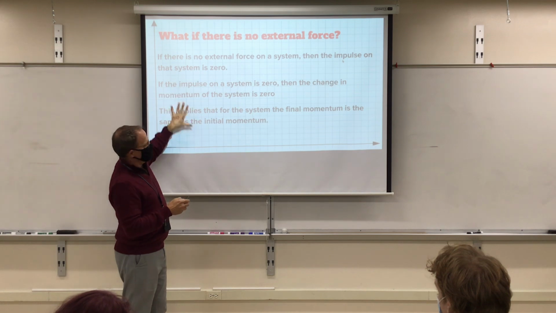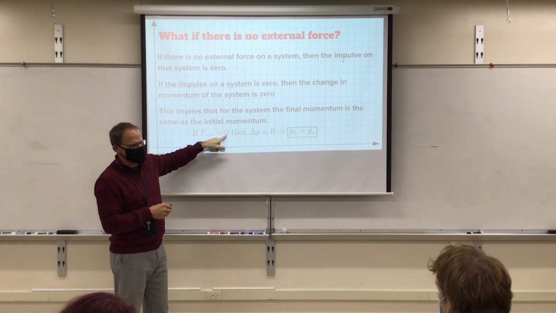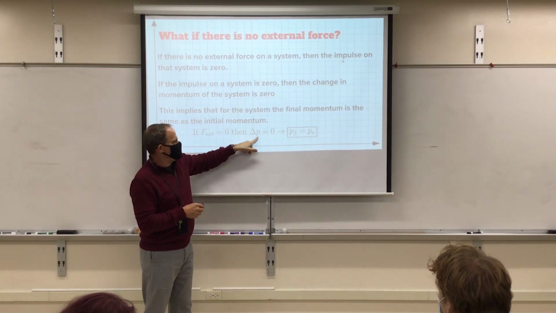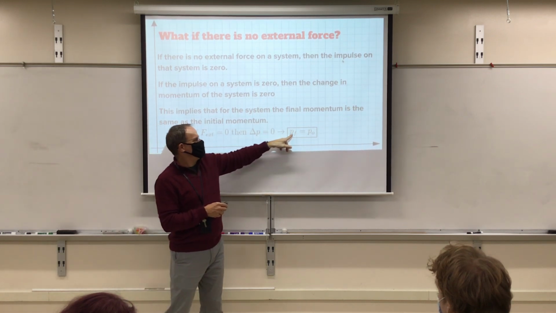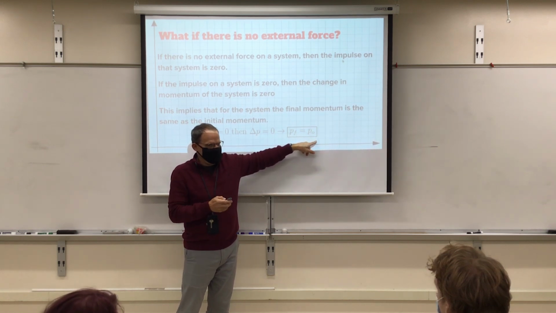So all of that we can write mathematically with symbols like this. If the external force on a system is 0, then the change in momentum is 0, which implies that the final momentum equals the initial momentum. Okay? So that's kind of the theory, where we're coming from mathematically.